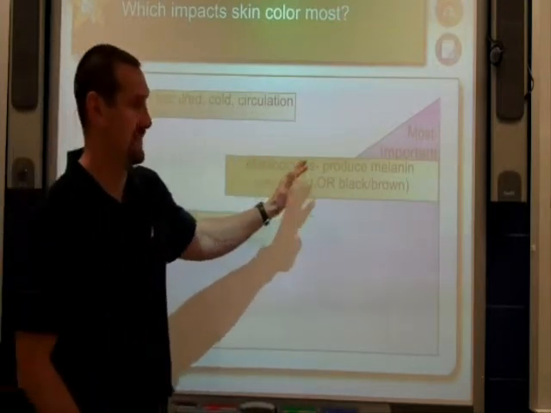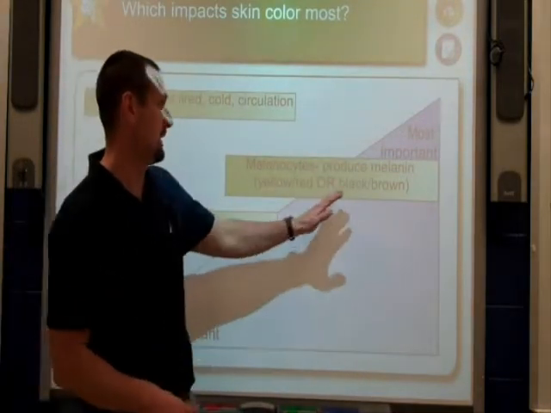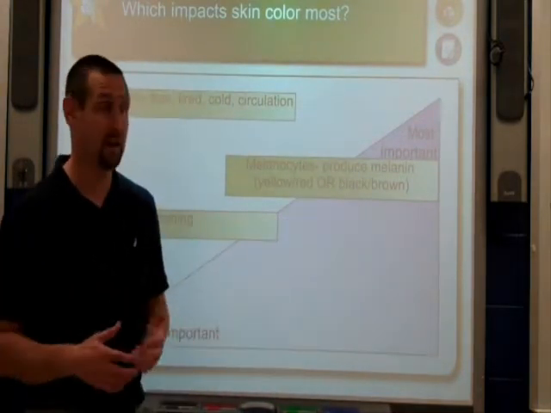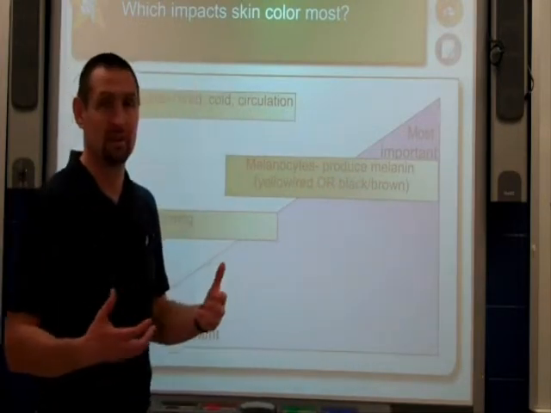So that's going to be the primary thing that determines your skin color. Now, we all have the same basic number of melanocytes. It's just some melanocytes are working harder, which makes them more black or darker, and some don't work quite as hard. We don't have the DNA for that, and we might look lighter in color.